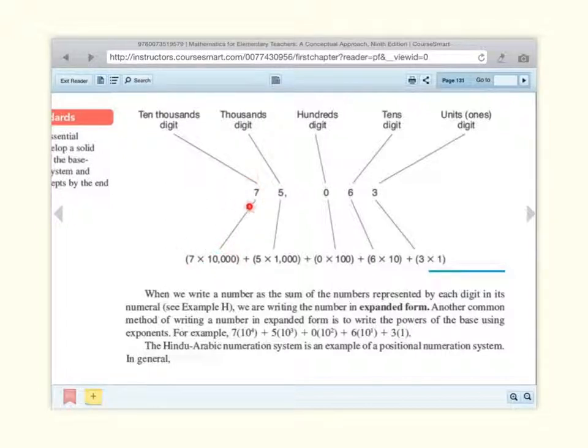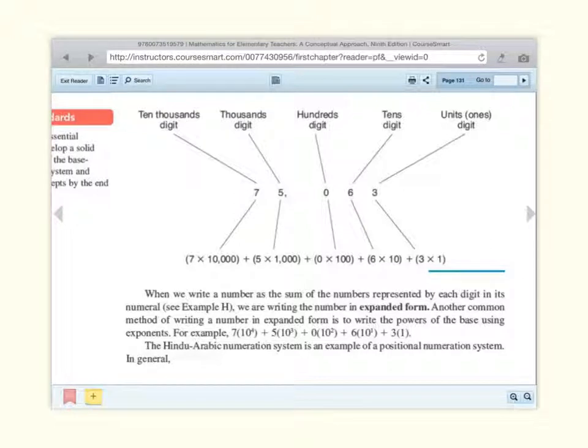This 7 is 70,000, or 7 of the 10,000s. This 5 is 5,000, or 5 of the thousands. This 0 is 0 of the hundreds, so it's holding that place. This 6 is 6 of the tens, and this 3 is 3 of the ones, or the units. And so the sum of those multiplications is the expanded form. There is a second form, and if you're asked to write the second, it's just a different way of writing it out.